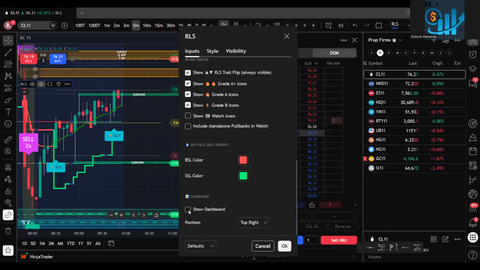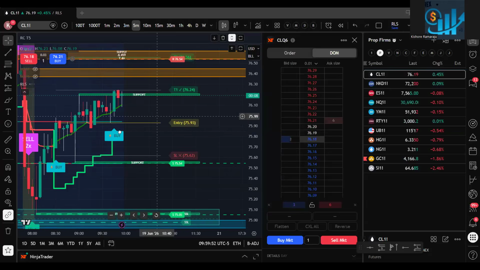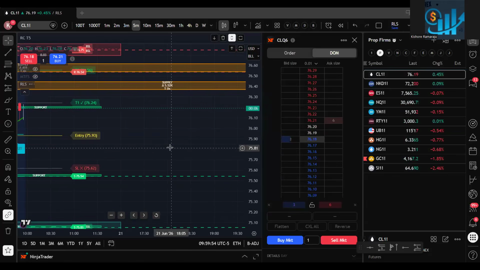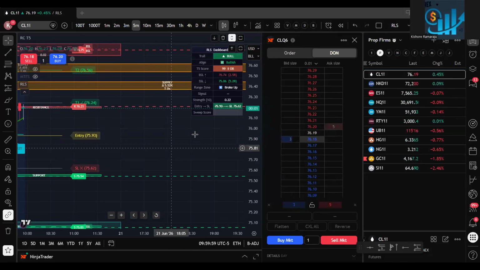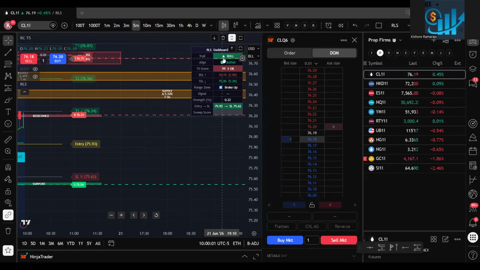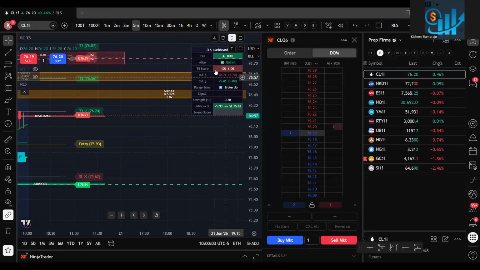You want to see the dashboard, right? Show dashboard. When you select the show dashboard, it will show you that as of now crude oil is bullish. It is overbought. So the next buy side liquidity is around 76.74, right? That means when it goes all the way to 76.74, there is a possibility we may see reversal.